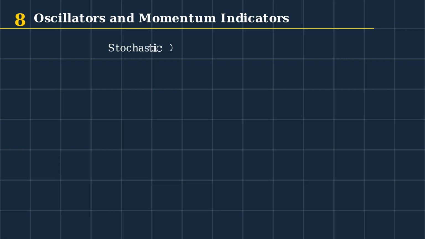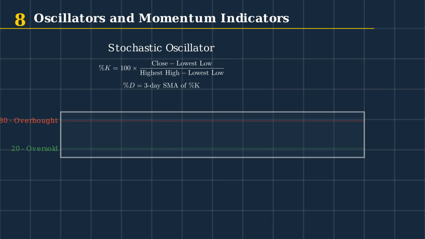The stochastic oscillator compares a stock's closing price to its price range over a specific time period. It consists of two lines, %K, the main line showing the current value, and %D, which is a 3-day moving average of %K and acts as a signal line. Like RSI, the stochastic oscillator ranges from 0 to 100 but uses slightly different overbought and oversold thresholds. Above 80 is considered overbought, while below 20 is oversold.